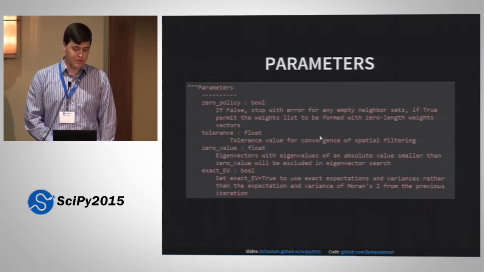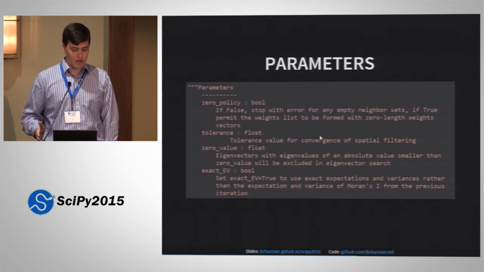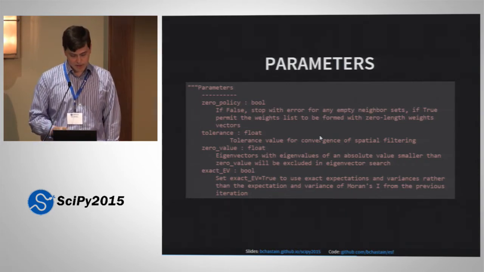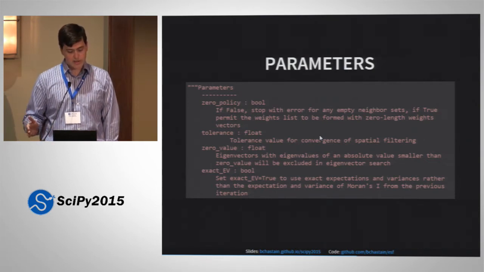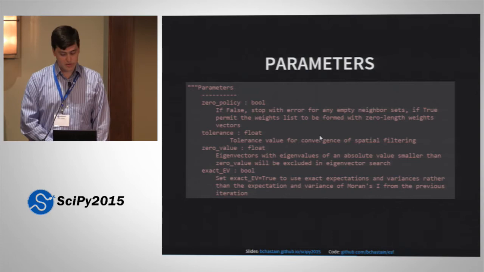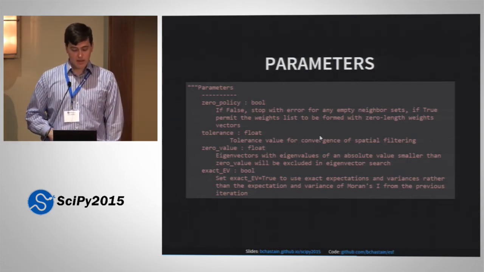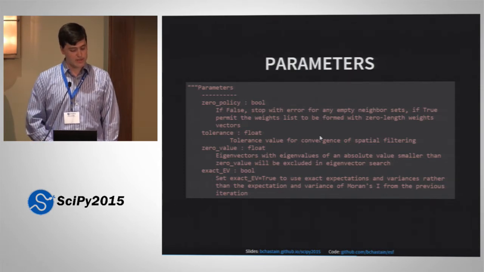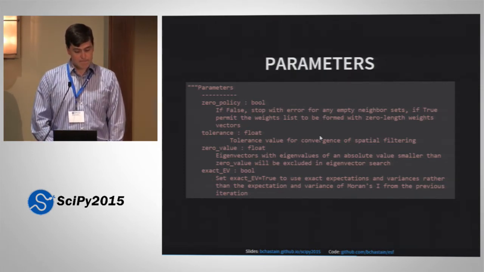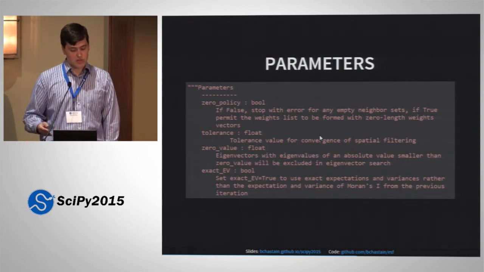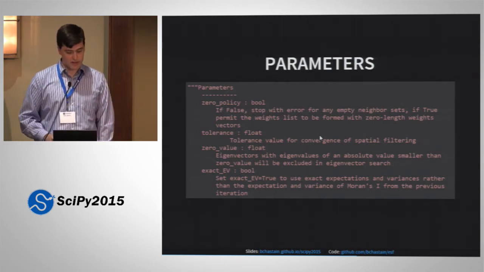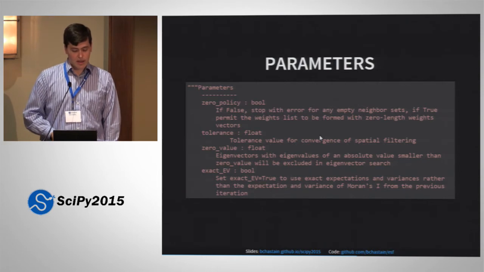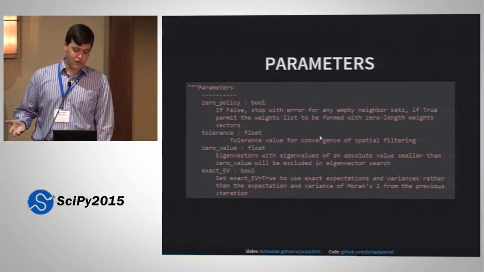You can work with a tolerance, which is where I am going to stop for my convergence in my spatial filtering. The zero policy can be set to true or false, to stop with an error or not based off empty neighbor sets, just looking at how you have your weights list set up. There's the zero value, which tells you how I am going to allow for the minimum values of eigenvalues for your eigenvectors. There's exact EV, which is an alternate formulation.